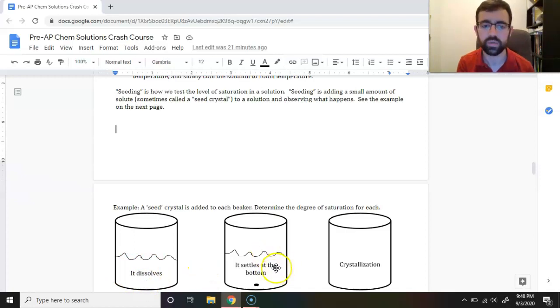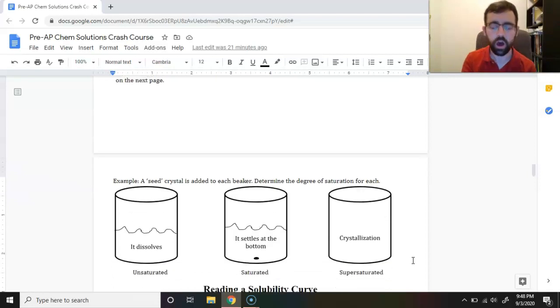All right, and then this one, if I drop a seed crystal in and I stir it up, it doesn't dissolve. It just settles to the bottom. We got to think about what kind of solution that would be. And then finally, if I drop one in, and as soon as it hits the solution, everything crystallizes. What type of solution is that? I hope you've got it.